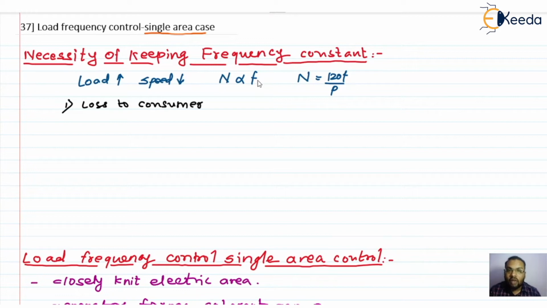And suppose on that day you are experiencing lower frequency. Because of this decrease in the frequency, your drives will not rotate with that speed, and you will not be able to print that number of papers. So this will result in loss to the consumers. So that is the one problem. The second problem is parallel operation.